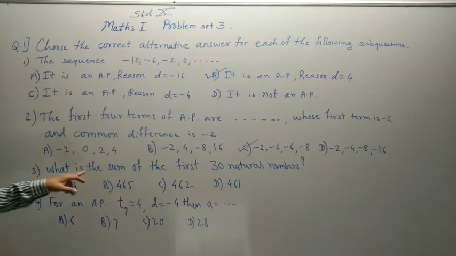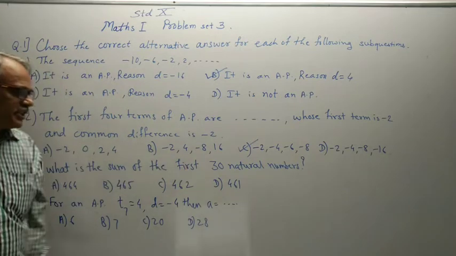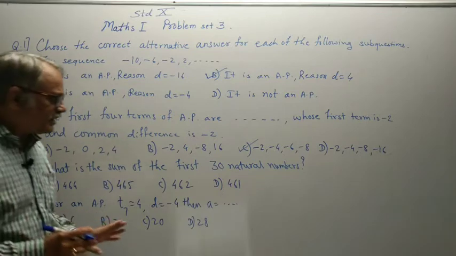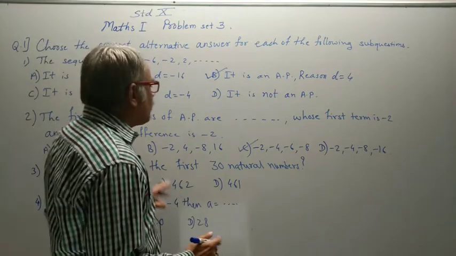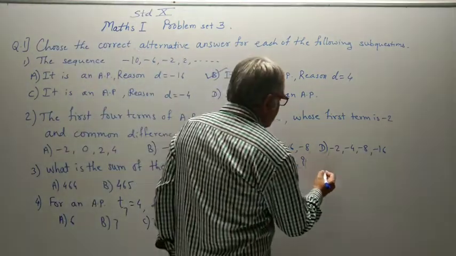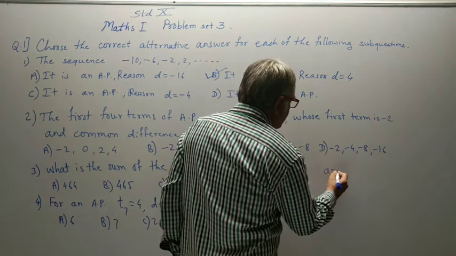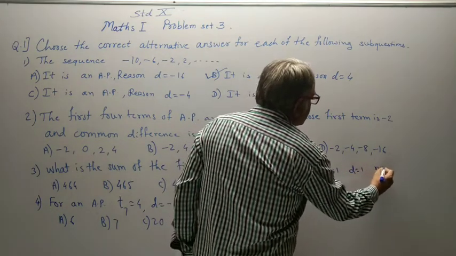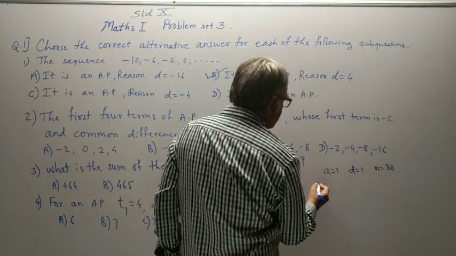Then third, what is the sum of the first 30 natural numbers? The first 30 natural numbers means 1, 2, 3, 4 up to 30. A is 1, D is also 1, N is 30. We have to find the sum of all. So I am doing rough work here. A is 1, D is 1, N is 30. We have to find S30.